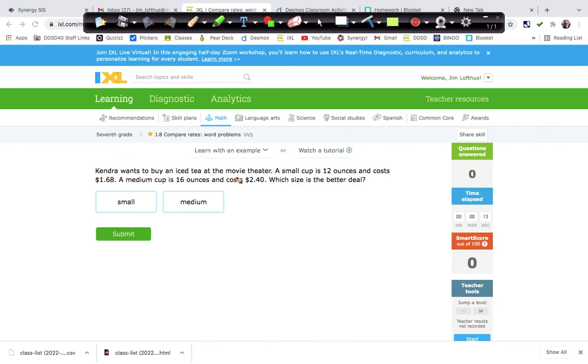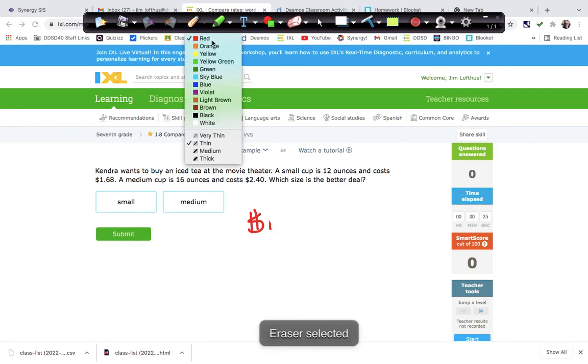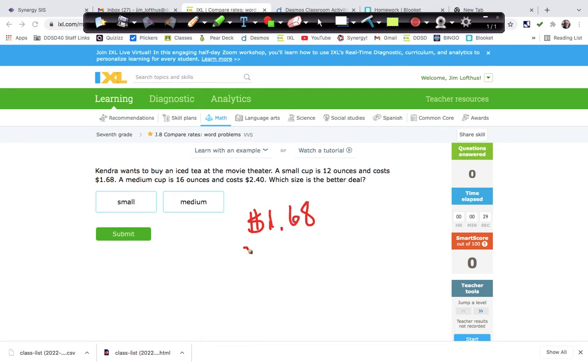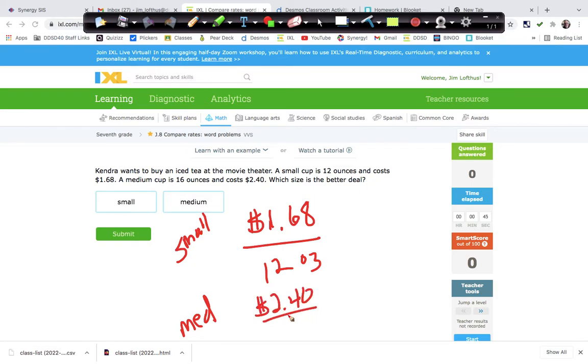So Kendra wants to buy an iced tea at the movie theater. A small cup is 12 ounces and costs $1.68. I'm going to put $1.68 on top and 12 ounces on the bottom. And that's the small cup. The medium is going to be $2.40 for 16 ounces. And so you're going to grab a calculator and do 1.68 divided by 12 to get 1 ounce. And instead of just writing 0.14, you're going to write 14 cents per 1 ounce.